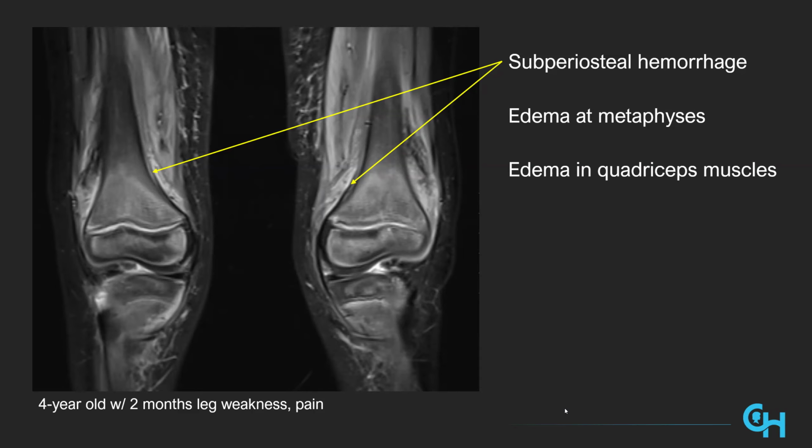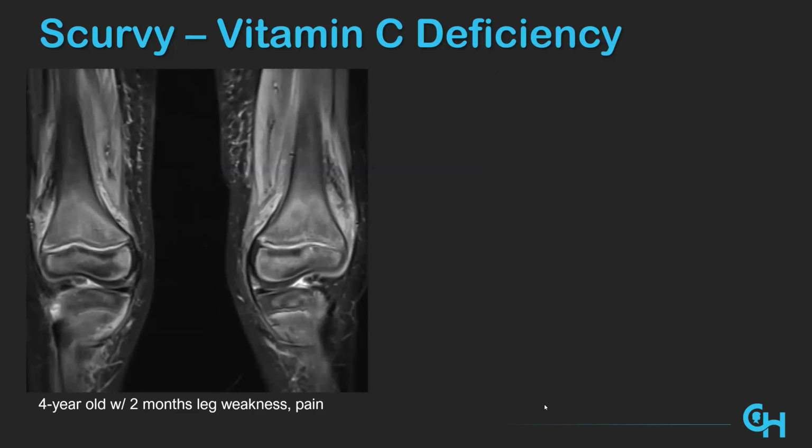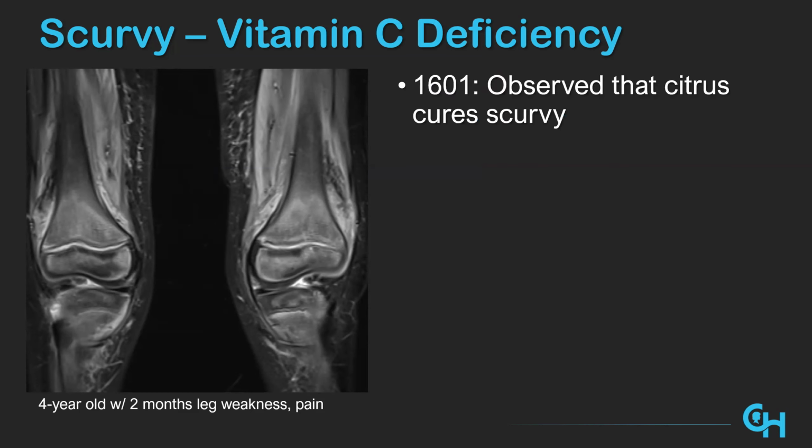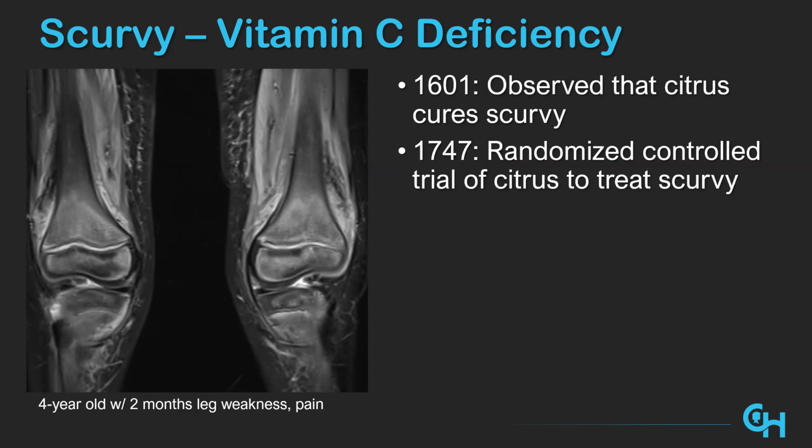So these features are characteristic of scurvy, which we know as vitamin C deficiency, which yes, does still occasionally happen today. It was discovered in 1601 that citrus can cure scurvy, but it wasn't until 1747 that a randomized controlled trial was performed to test citrus in the treatment of scurvy.